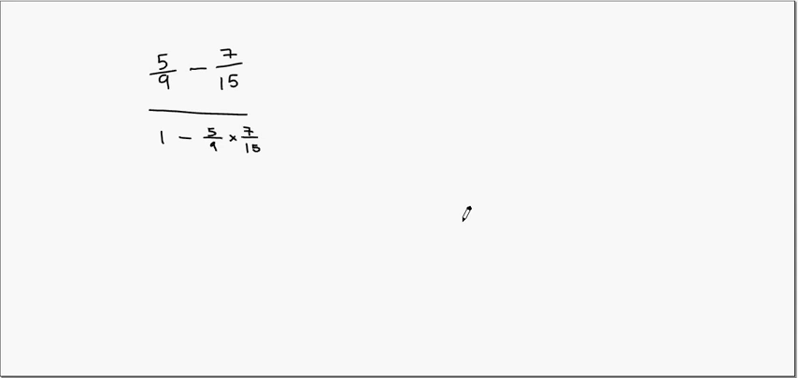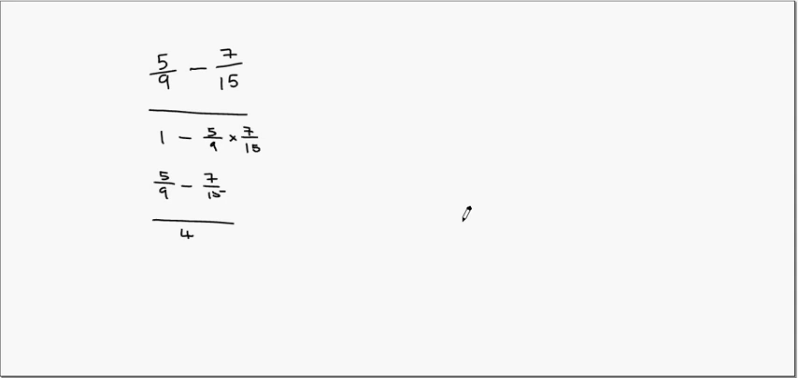Same strategy. You have to work out the top, work out the bottom. Okay, so if we work out the top here, let's work out this first. 5 over 9 minus 7 over 15. Good. So, LCM here of 9 and 15.